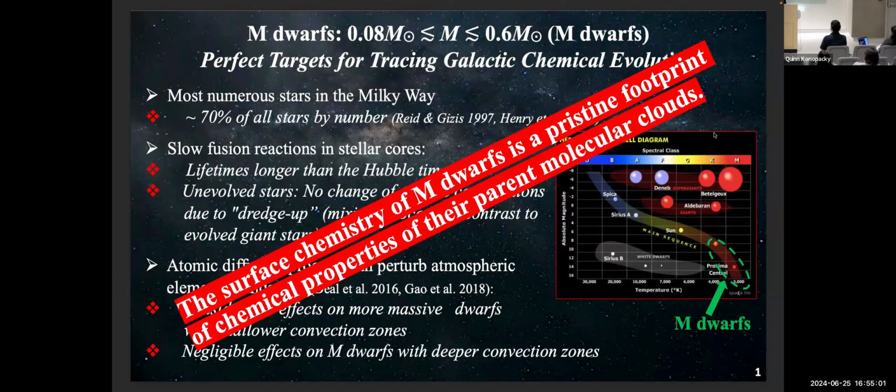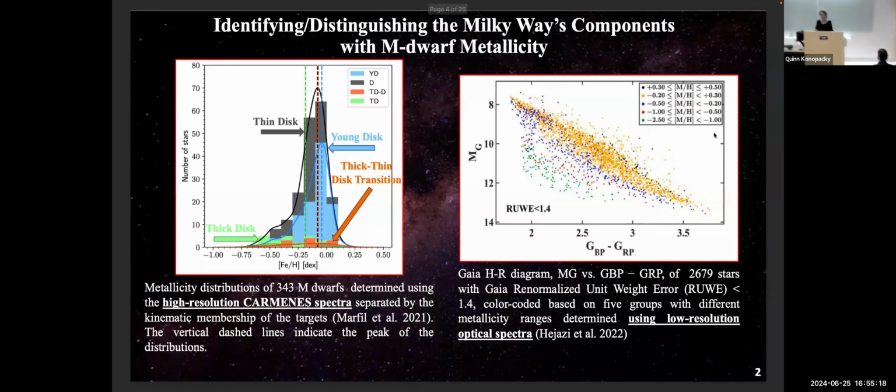So the question is: can we use these amazing stars that have very stable chemistry to distinguish or identify different stellar populations or different galactic components? The answer is yes. We don't have a large M dwarf sample with metallicities from high resolution spectra, but even in the smaller high resolution sample, as you can see in the left panel, there are two different metallicity distributions for thin disk stars and thick disk stars.